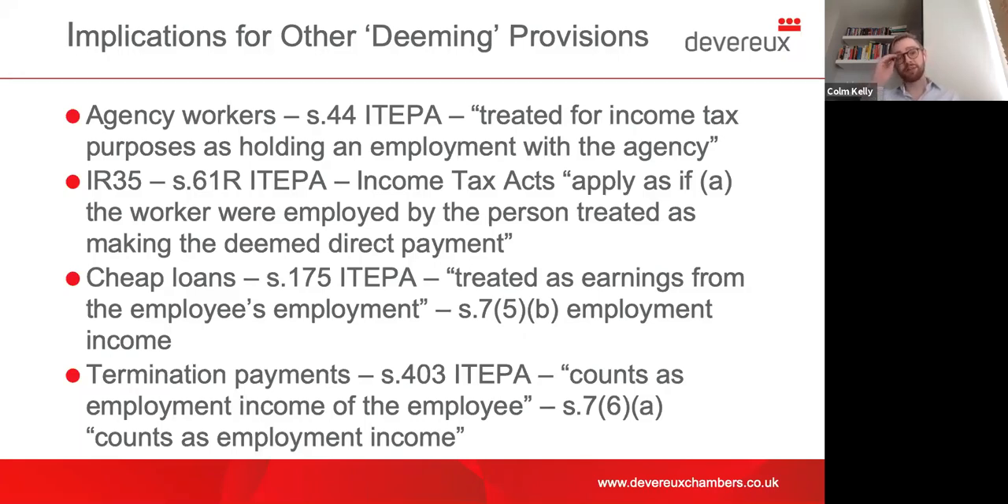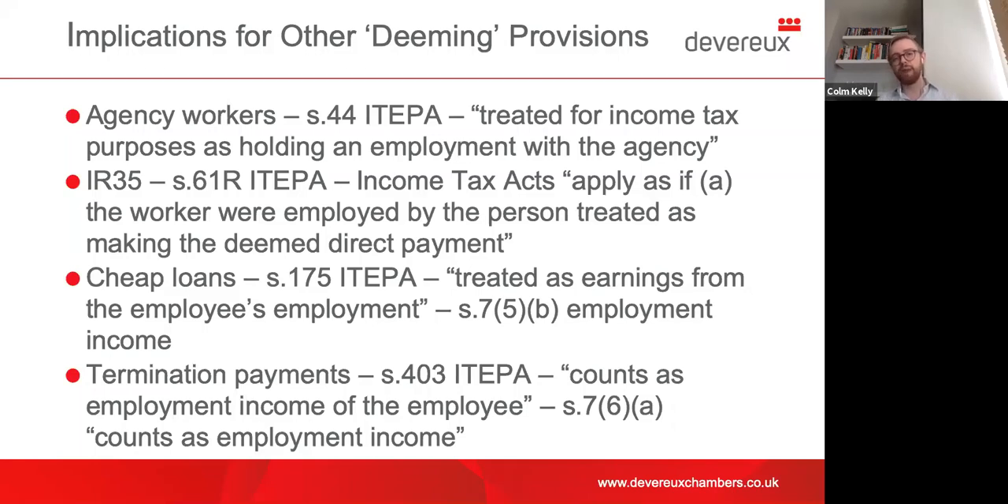And if you look at the chapter that currently applies only to public authorities, but from April next year will apply to medium and large private sector engagers as well, you get section 61R. And in that, there are several references to deeming. For instance, they say that the income tax acts apply as if the worker were employed by the person treated as making the deemed direct payment. And that's whoever is making a payment to the PSC. And there are other deeming provisions contained within that section as well.